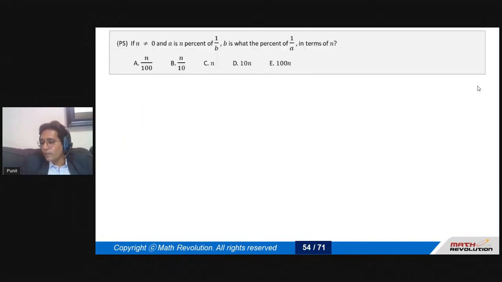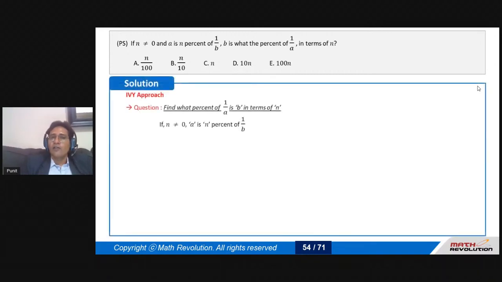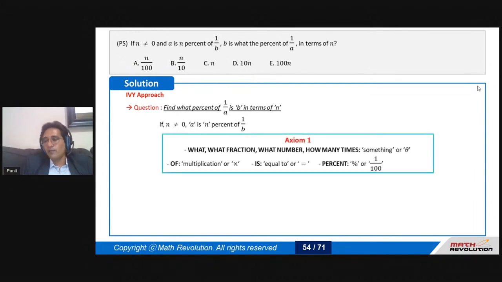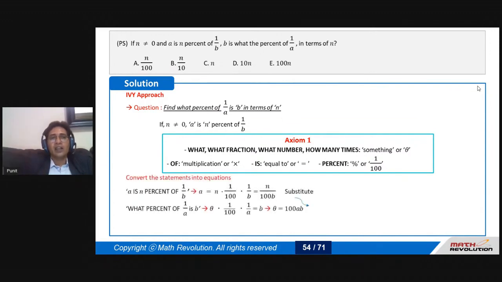Let's solve this. One of the questions coming on the screen now, which says n is not equal to 0. A is n% of 1 over B. B is what percent of 1 over A, in terms of n. We directly apply the IV approach to the axiom, which will help us understand how we convert the particular statements into algebraic expressions. We know that 'of' means multiplication, 'is', 'has', 'was' mean equals, and percentage is 1 over 100. A is n% of 1 over B. So A equals n times 1 over 100 times 1 over B. That gives me A equals n over 100B.